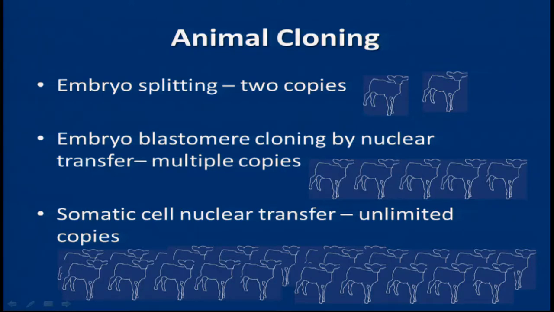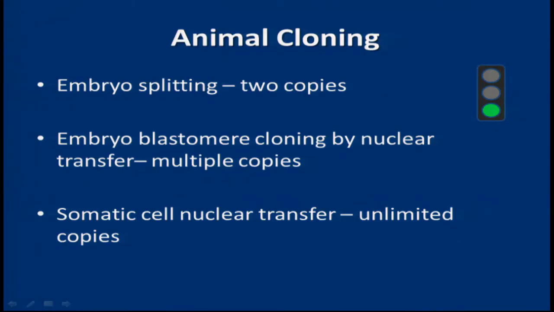The next way you can do it is by supplementing extra ooplasmic mass by doing embryo nuclear transfer, so transferring the nucleus from a blastomere to an oocyte, reprogramming that, and in this case, you can get multiple copies, depending on how many blastomeres are in that stage that you're cloning. And then there's somatic cell nuclear transfer, which in theory could give you unlimited number of clones because you're using cells that you can multiply in culture, somatic cells.